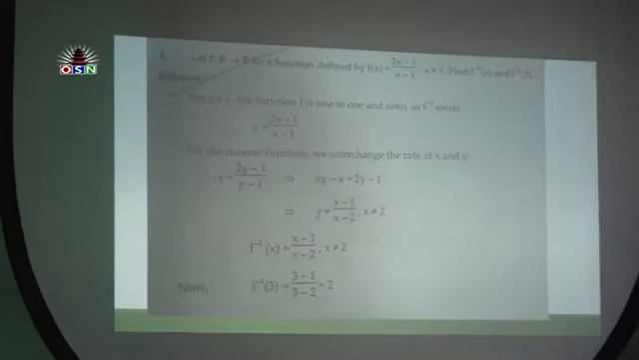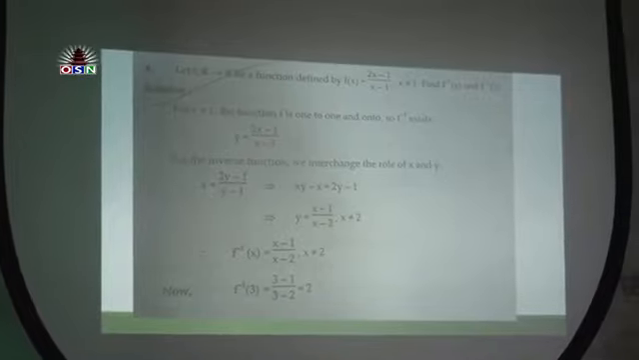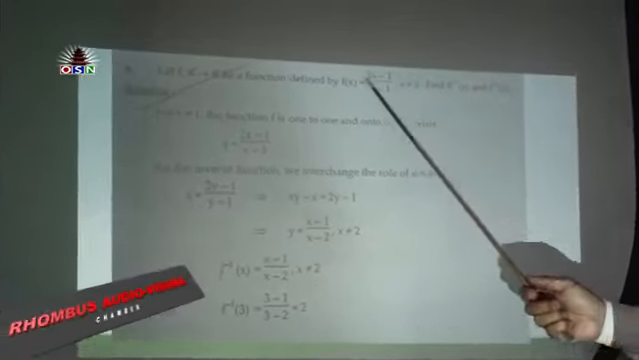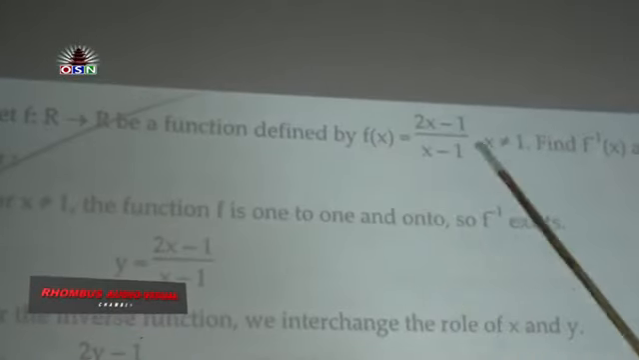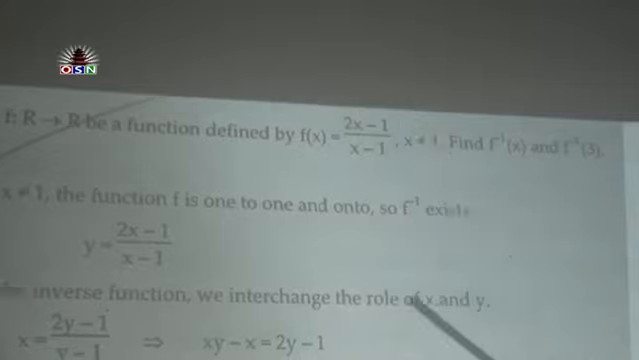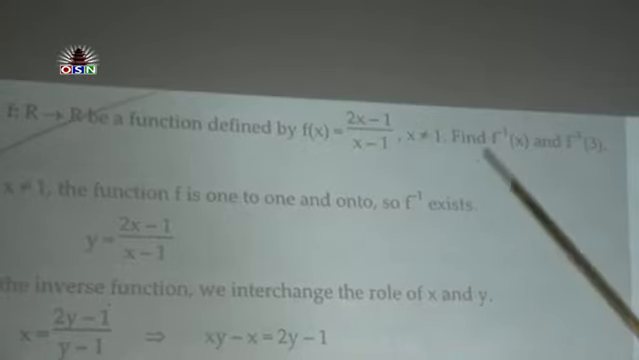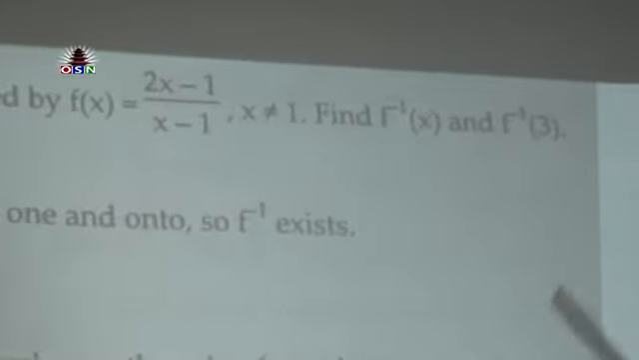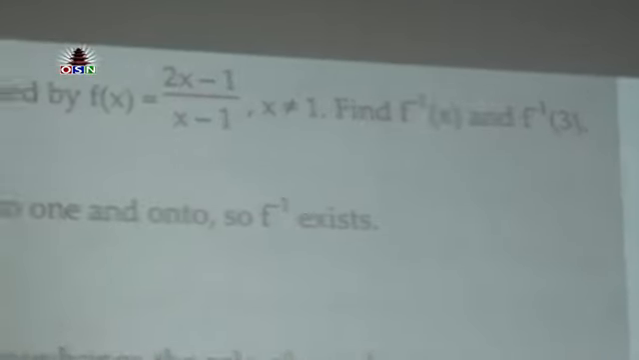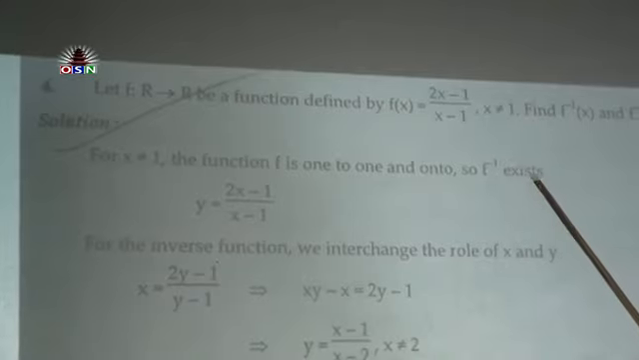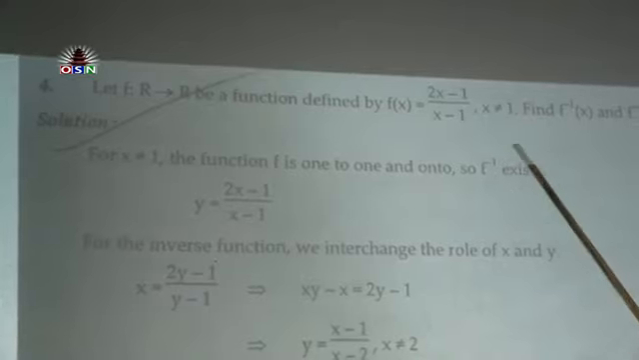Another example I am going to give you, to find the inverse function of this type of function. Here the given function is f(x) is equal to 2x minus 1 upon x minus 1. It is the given function. You will have to find its inverse function f inverse x, and f inverse 3 you will have to find. Please see here, you need to check whether f inverse exists or not.